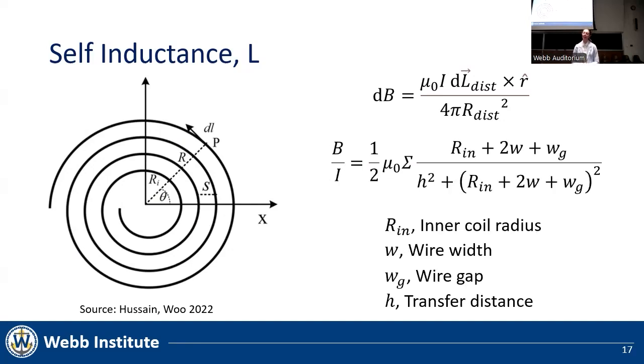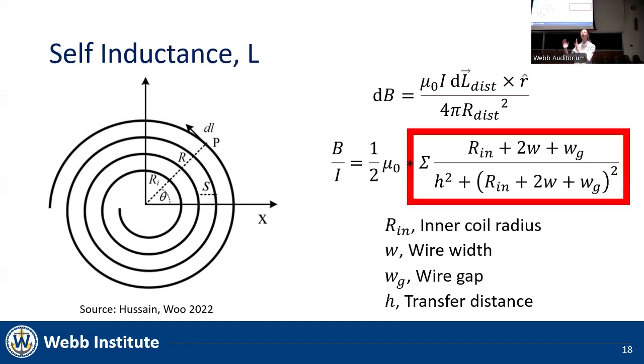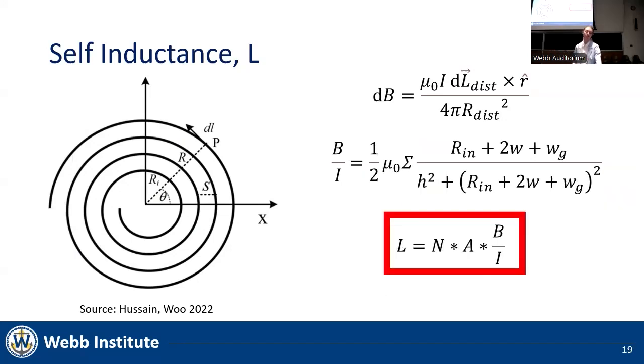Integrating and simplifying that gives the strength of the magnetic field over the current to get this equation above, which takes a summation of the field at each loop in the coil, building off of the inner coil radius, wire width, and gap between each wire of the loop. Finally, the self-inductance takes that magnetic field and current and multiplies that by the number of turns and the area of the respective coil.